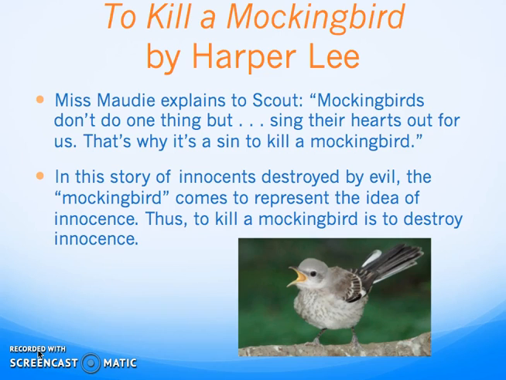In To Kill a Mockingbird by Harper Lee, Miss Maudie explains to Scout, mockingbirds don't do one thing but sing their hearts out for us. That's why it's a sin to kill a mockingbird. In this story of innocence destroyed by evil, the mockingbird comes to represent the idea of innocence. Thus, to kill a mockingbird is to destroy innocence.